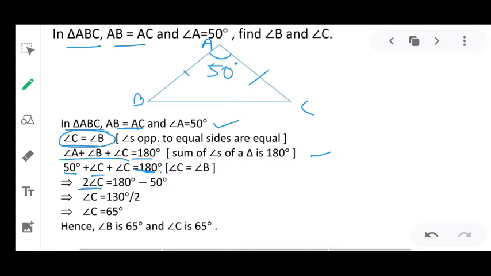Now 2 angle C equals to 180 minus 50 degrees. Now angle C will be 180 minus 50 is 130 by 2. So angle C is 130 by 2 is 65 degrees. Hence the angle B is 65 degrees and angle C is also 65 degrees, because angle C equals to angle B.